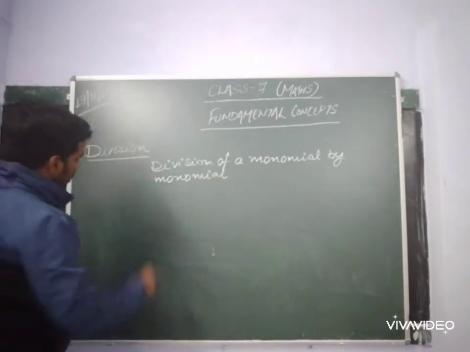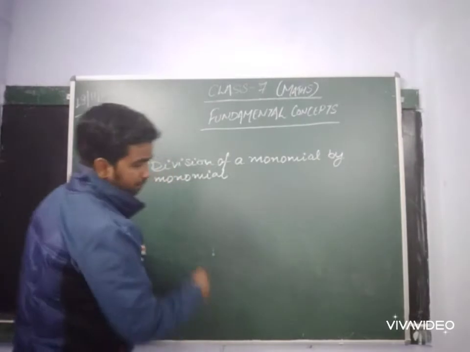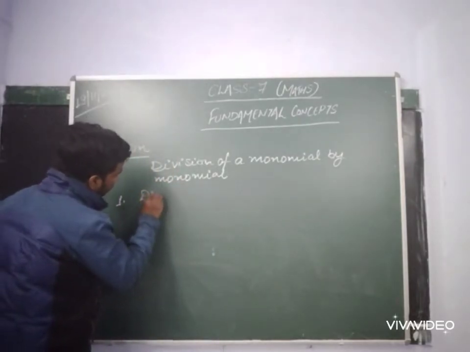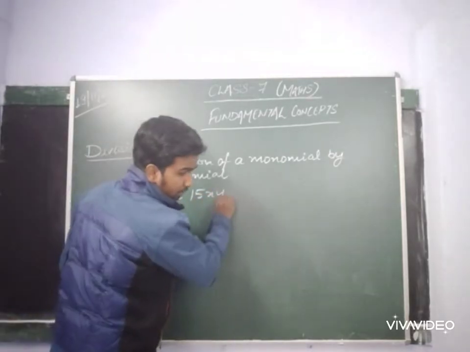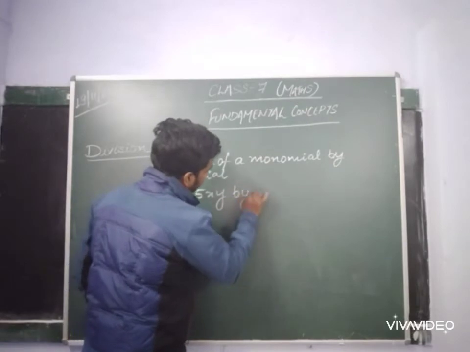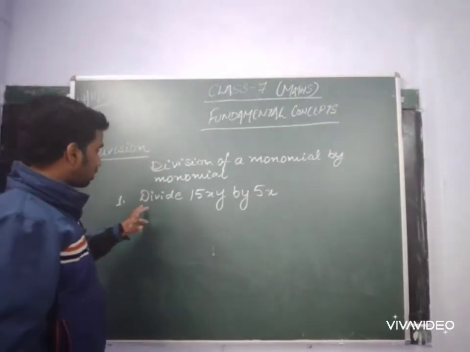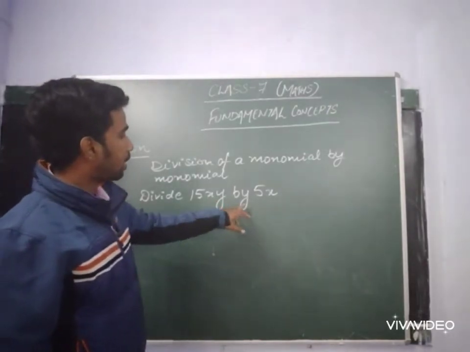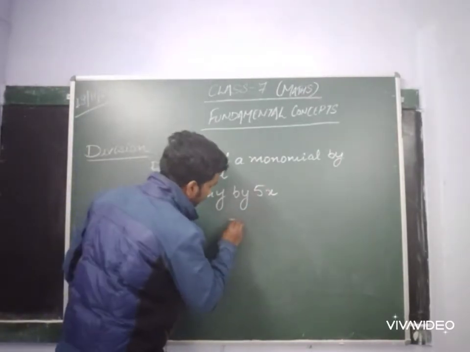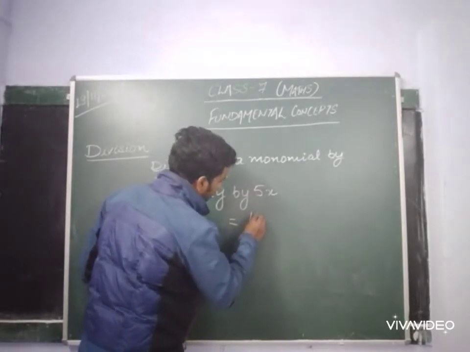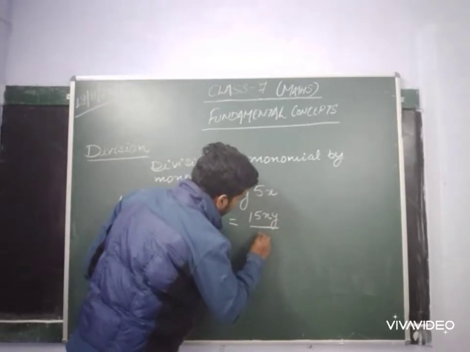Okay, so the first question is divide 15xy by 5x. Clear? This is your first question. You have to divide 15xy by 5x. So this is also monomial and this is also monomial. So we will simply write the divisor in numerator and dividend in denominator.